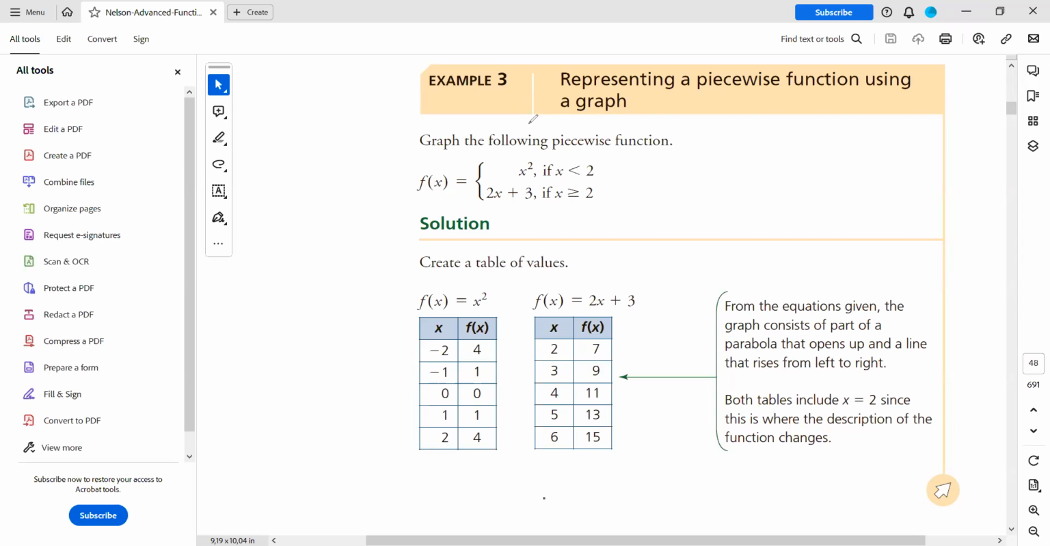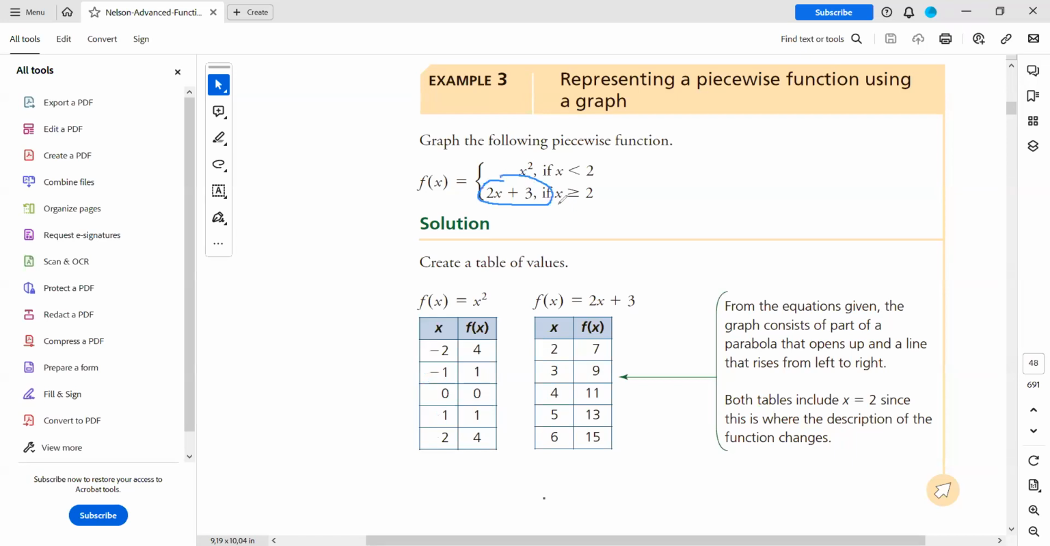That's wise. So I substitute x equals -2. -2 is less than 2, right? So I calculate by the formula x squared. x squared is 4, then -1, x squared is 1, then 0, x squared is 0, then 1, y is x squared again 1, and 2, x squared is 4. These are the points for our parabola.